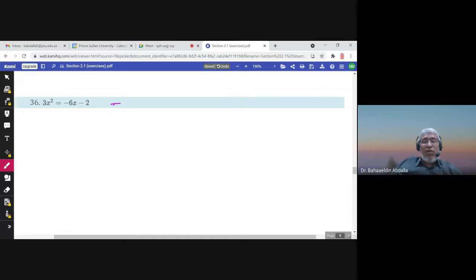Well, to solve this equation, I'll take everything to the left-hand side. Then I'll try to factor. Well, can we factor? I don't see here a quick way to factor. So I have a method. Let me find b squared minus 4ac. What is b squared minus 4ac?